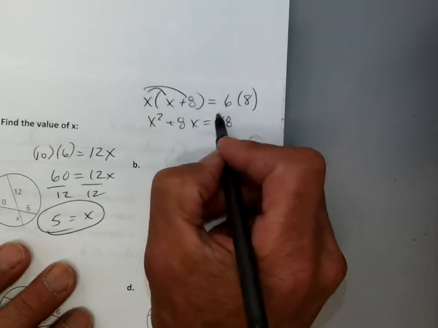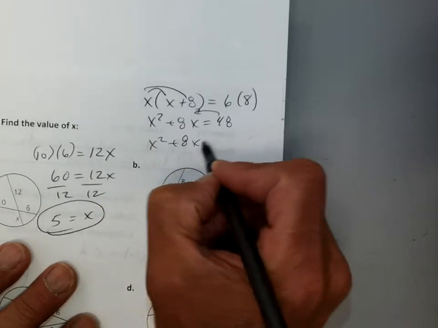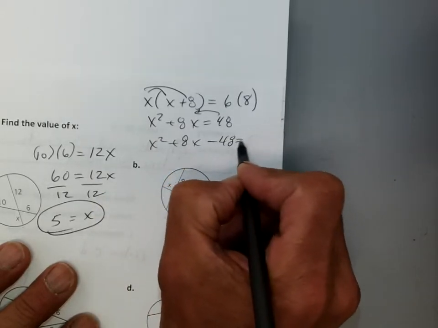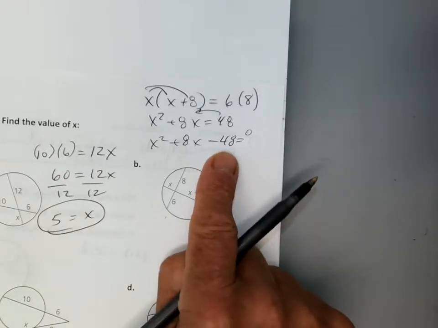Not yet. Let's bring this over and factor, okay? So I've got x squared plus 8x minus 48 equals 0. Let's see, 48. 12 and 4? 12 and 4, right?